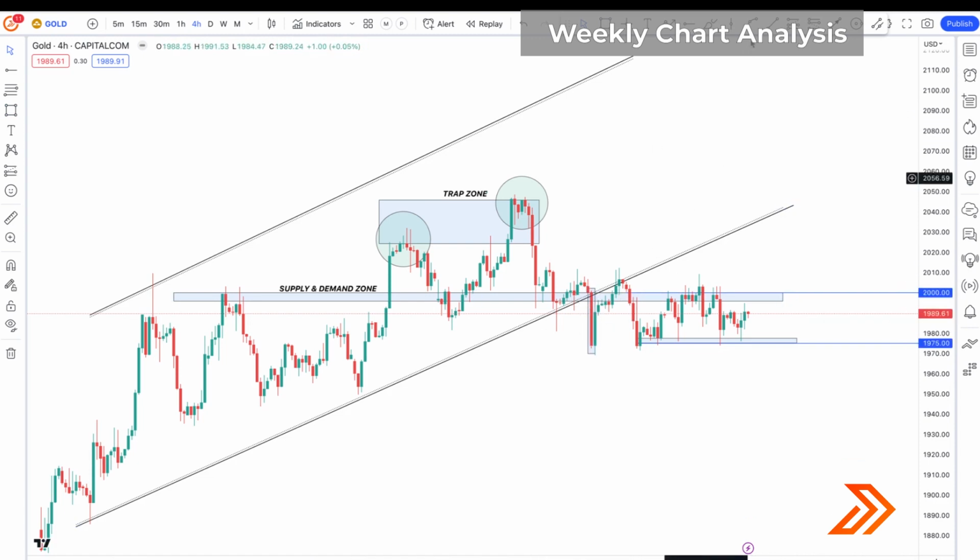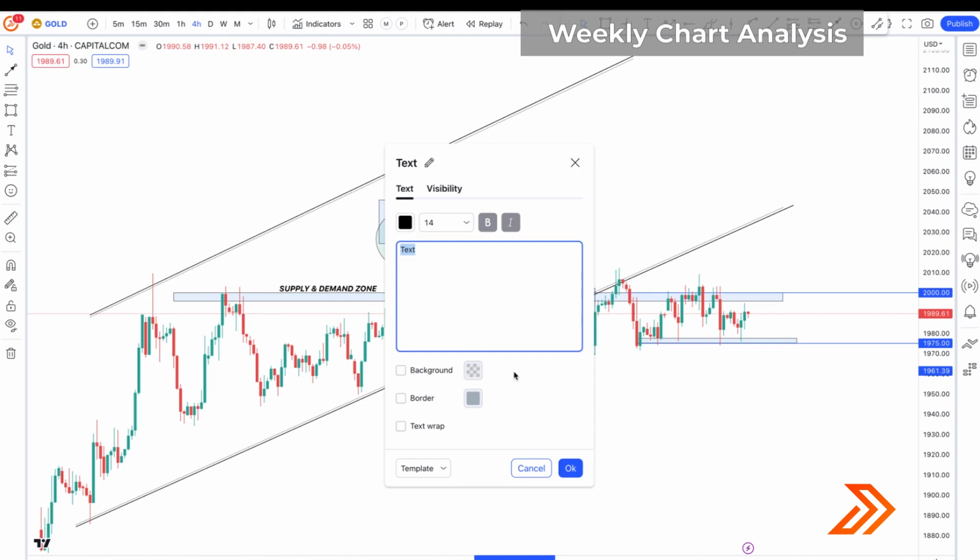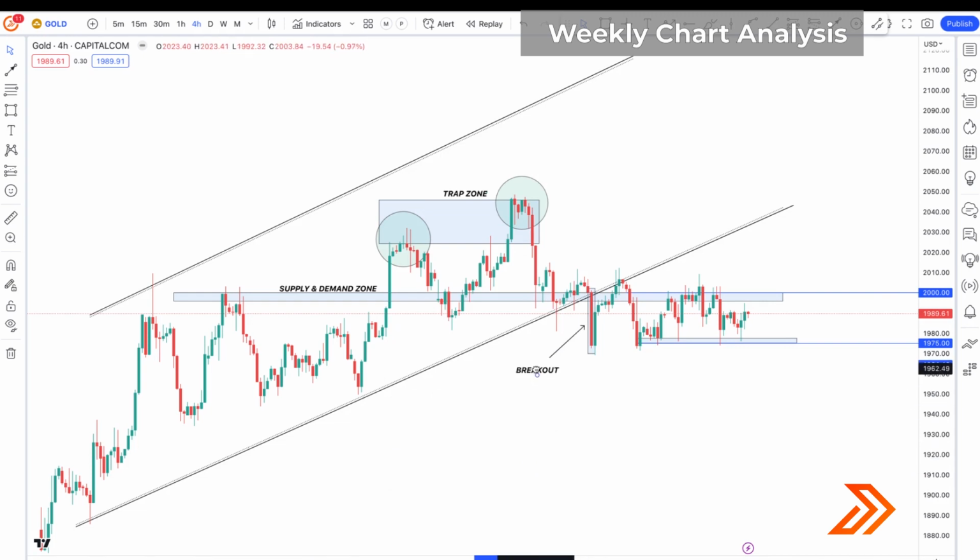And the next thing, so this is the breakout. This is a confirmation of a breakout on gold.